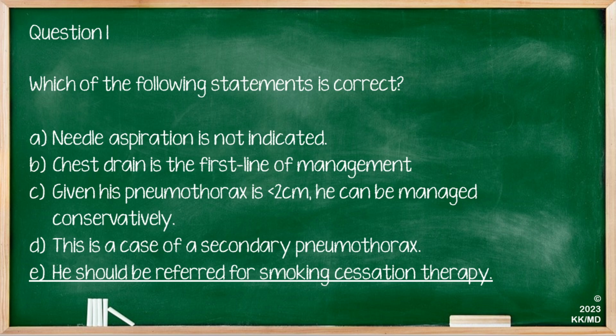The reason, if we go through the others, why they are not correct: needle aspiration is not indicated. This is incorrect because he is symptomatic. However, chest drain is not the first line of management, so this rules out option B. Option C says he can be managed conservatively, and this is not true again because he's symptomatic, so he will need aspiration. And D says this is a case of secondary pneumothorax, but again, this is not true. He does not have any known underlying lung conditions. And the fact he's a smoker does not count in terms of calling this a secondary pneumothorax, as he is under the age of 50, if you refer back to the previous slide with the schematic.